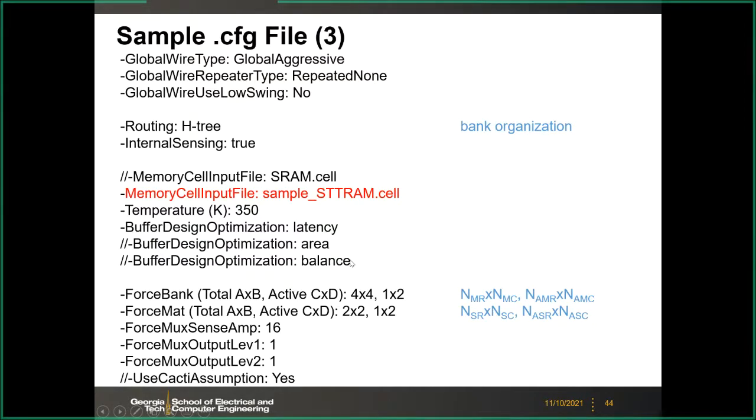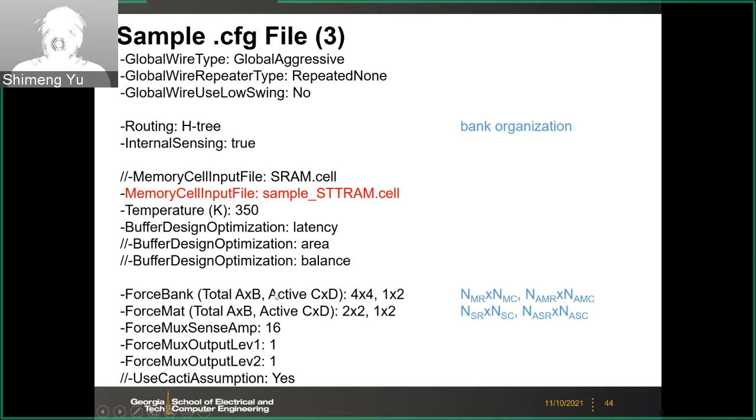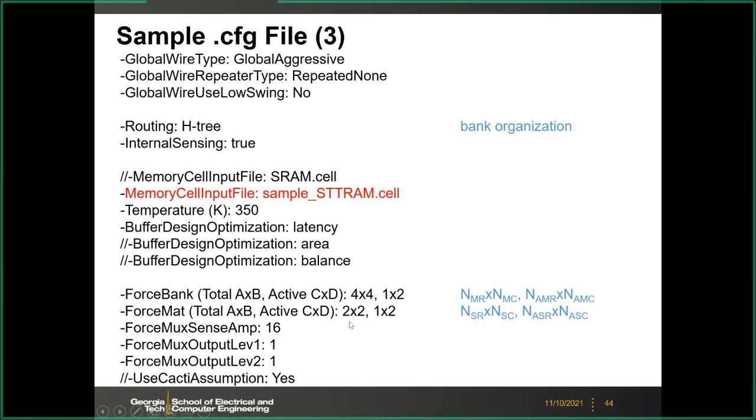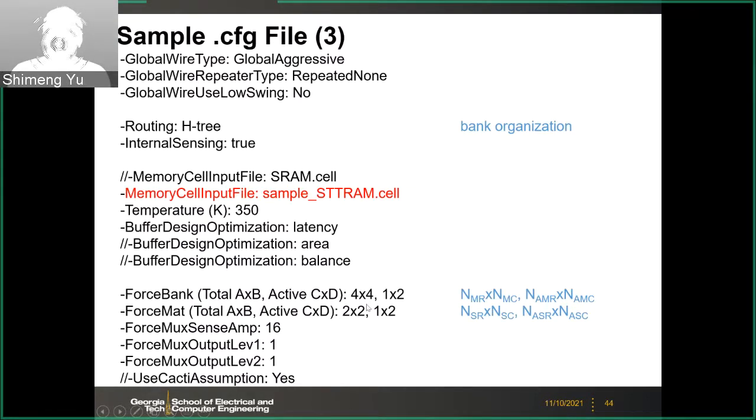And then here there is a bank level organization. So this is within the bank. I think this is within the bank. You have 4x4 mats, and you only activate 1x2 at the same time. And then this is within the mat. You have 2x2 subarrays. So you can change those configurations. And then the max sensamp. This is how many sensamps share one. This is how many columns share one sensamp.